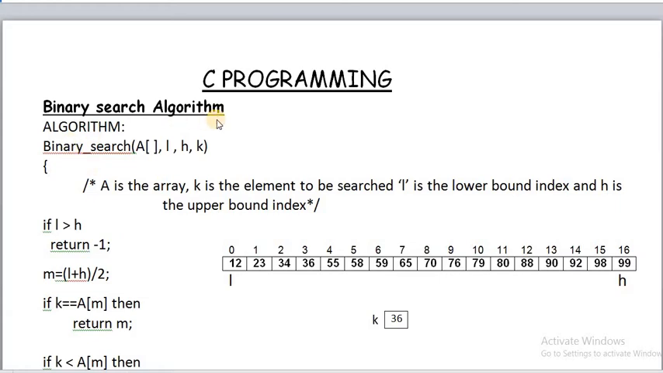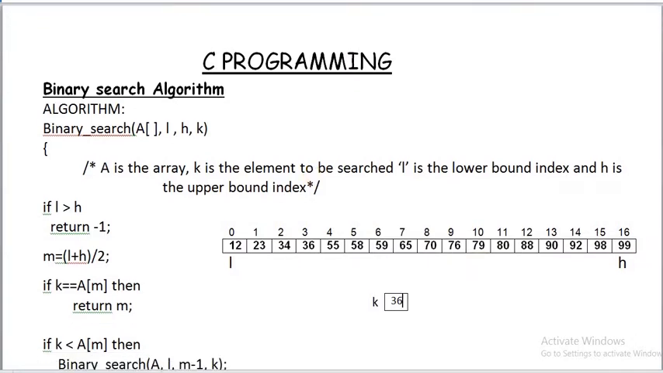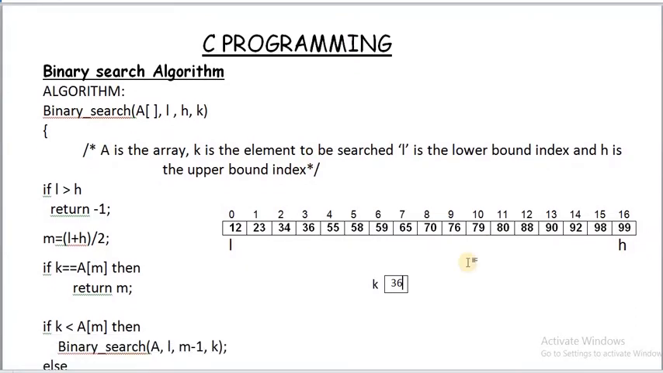Binary search algorithm. We use the binary search algorithm to search for an element in an array. But there is one disadvantage in this technique: we can apply the searching only if the elements are sorted, either ascending or descending. Otherwise we can't apply it.